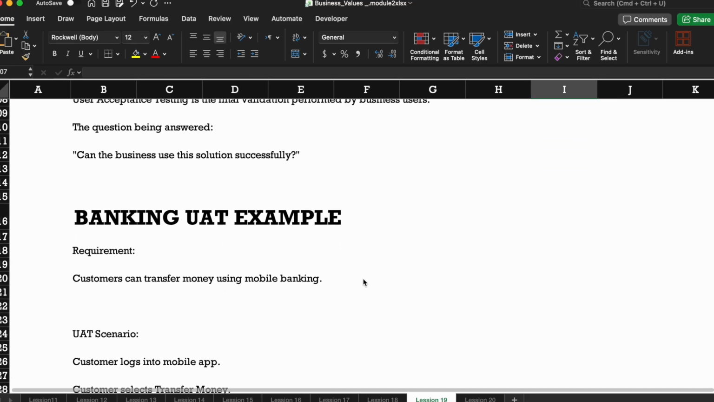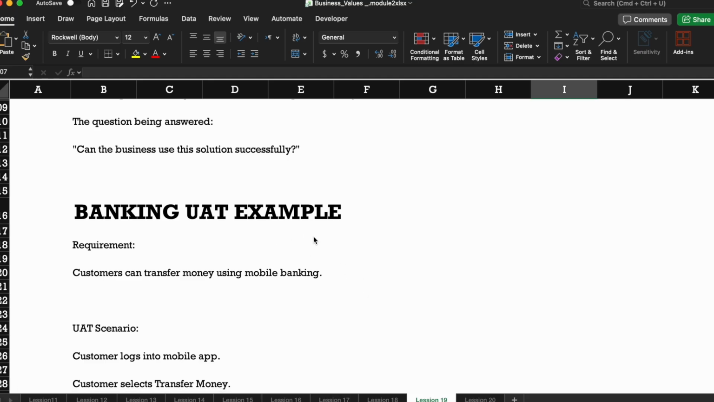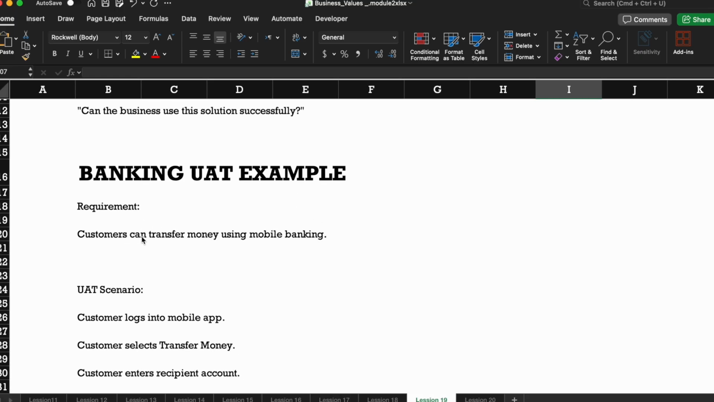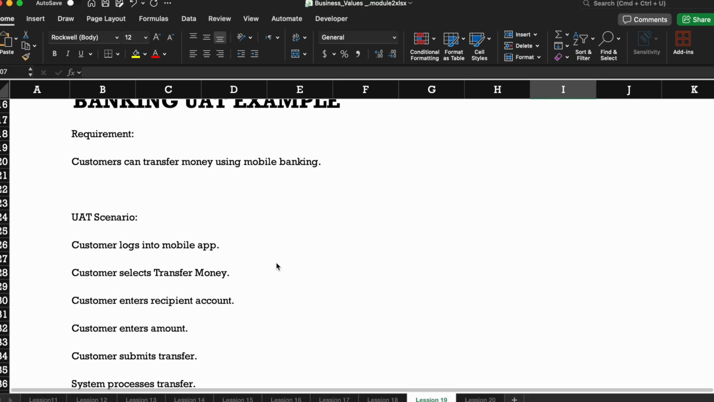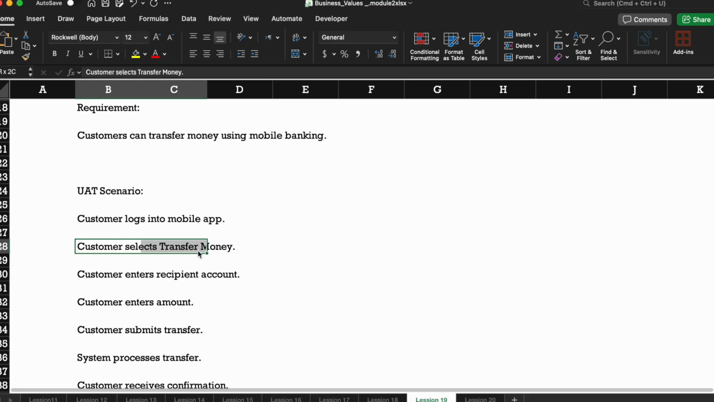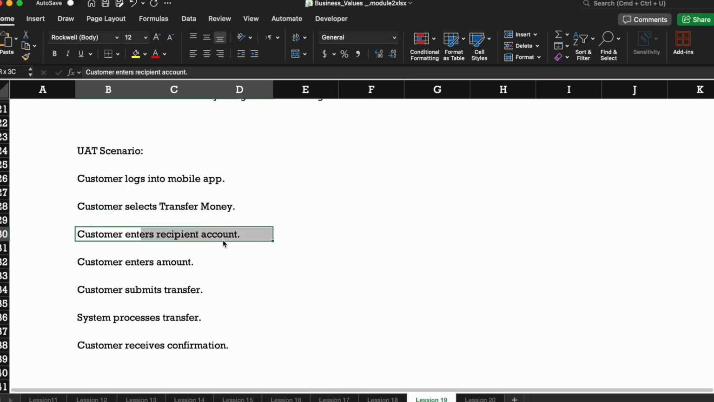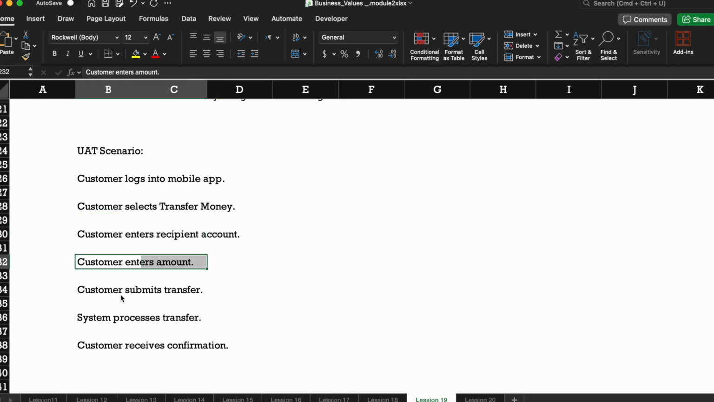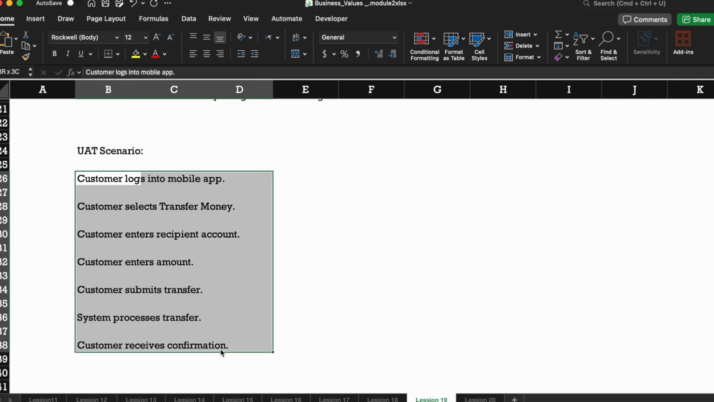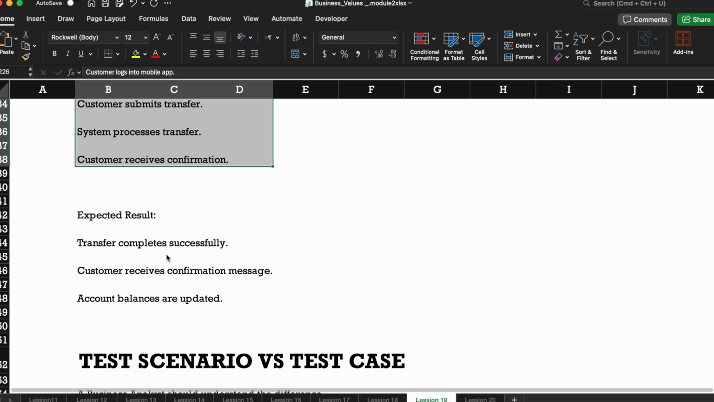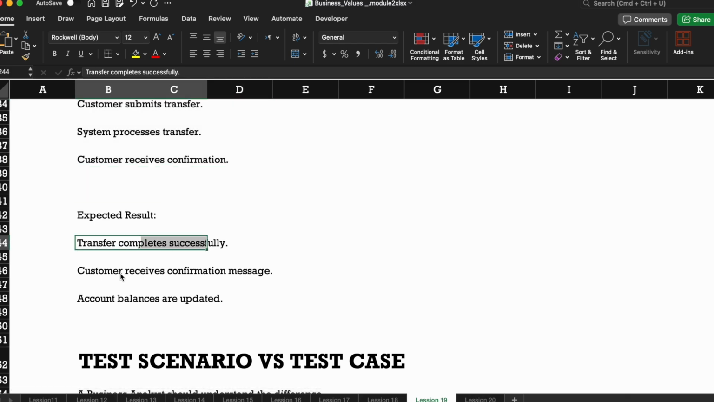So now let's take a banking UAT example. Requirement: customers can transfer money using mobile banking. So the UAT scenario: customer logs into the mobile app, customer selects money transfer, customer enters recipient account, customer enters amount, customer submits transfer, system processes transfer, customer receives information. So you write step by step what you need to provide. Okay, that's how you write a UAT scenario. Expected result: transfer completes successfully, customer receives a confirmation message, account balances are updated.